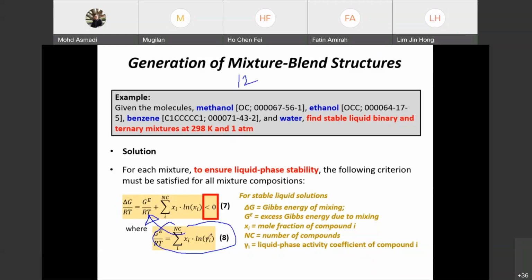How to calculate this? Fugacity coefficient, activity coefficient. Anyone remember? How can we calculate? How can we determine?